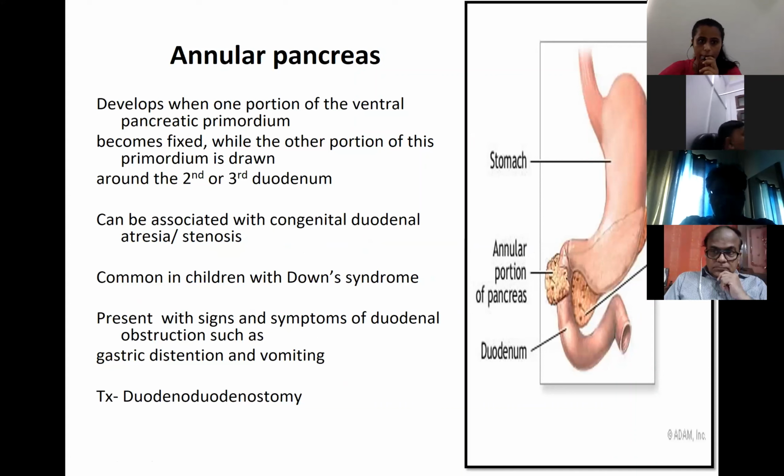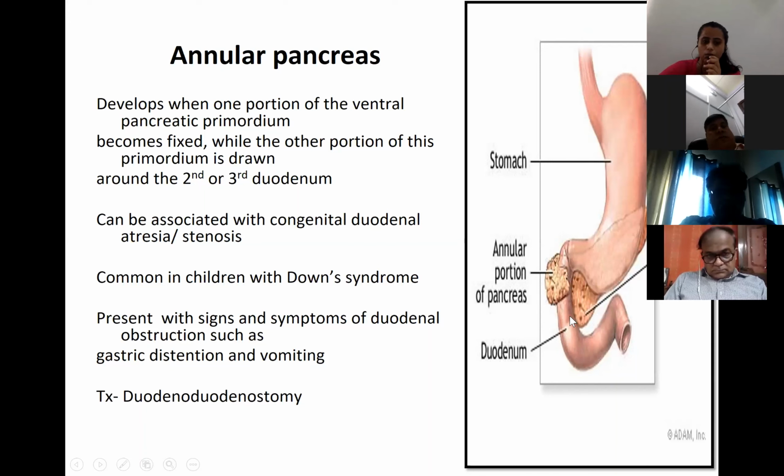The second one is annular pancreas. So usually the two parts, the dorsal and the ventral part, should fuse together on one side only, but here it has not properly fused. Annular pancreas develops when one portion of the ventral pancreatic primordium becomes fixed, while the other portion is drawn around the second part of the duodenum, and it can be associated with duodenal atresia or stenosis, because this is the duodenum which is going through, and it can be stenosed or atresia can be there.